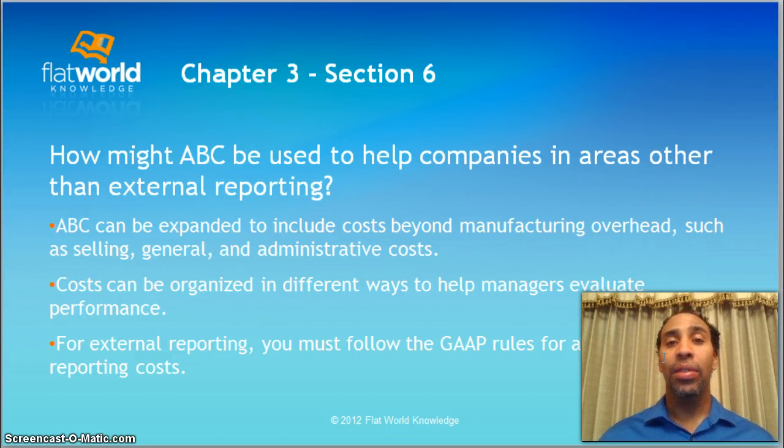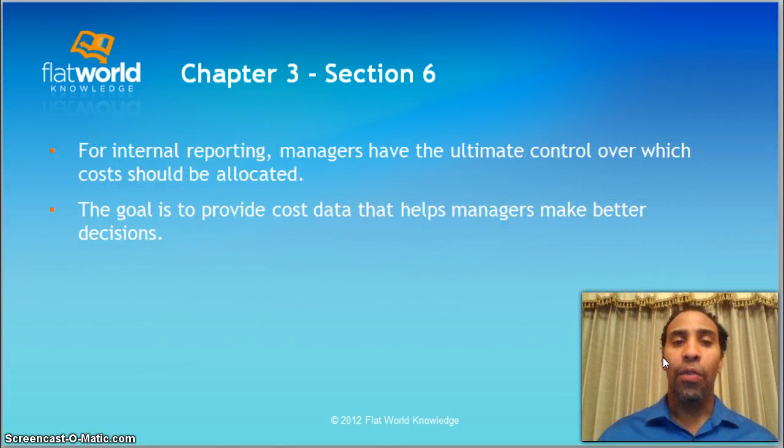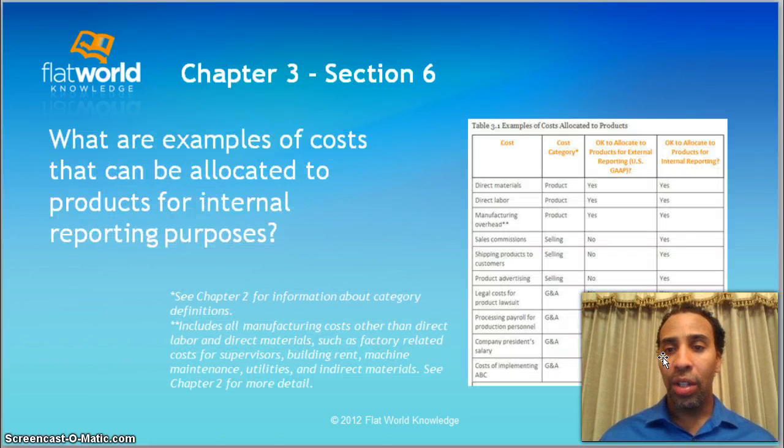Remember, selling is going to be marketing and sales, money that you've applied towards that, and general and administrative is going to be things like human resources. Costs can be organized in different ways to help managers evaluate performance. So for external reporting, you must follow the generally accepted accounting principle rules for allocating and reporting costs. So for internal reporting, though, which is different, you have managers that have the ultimate control over which costs should be allocated. The goal is to provide cost data and help the managers make better decisions, and that's the key to managerial accounting. So you'll see the little chart right there.